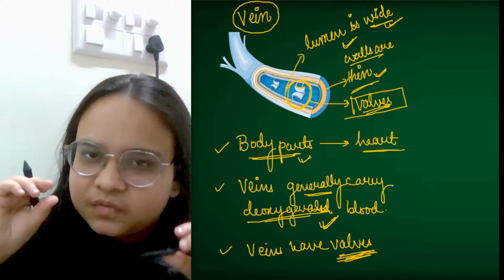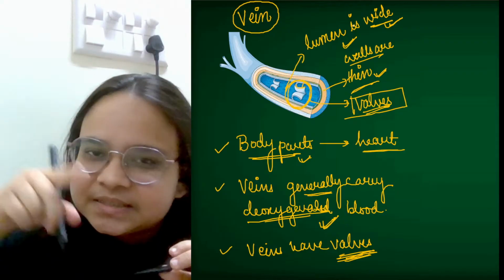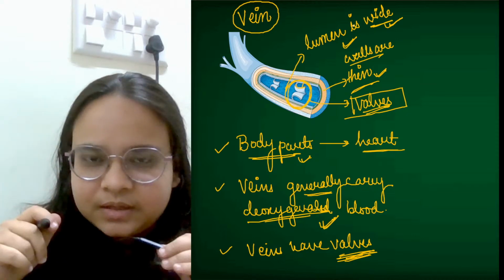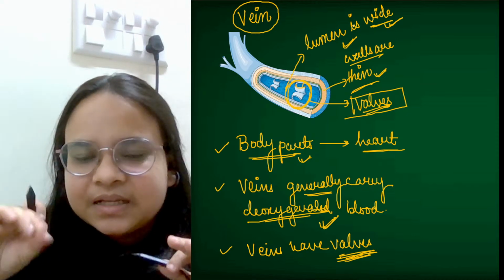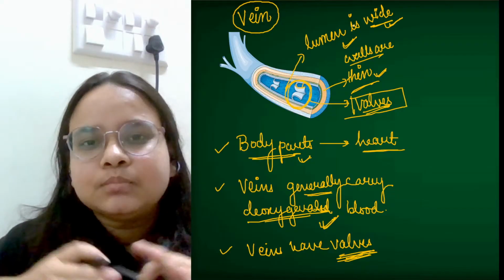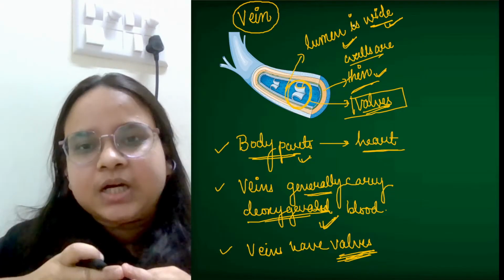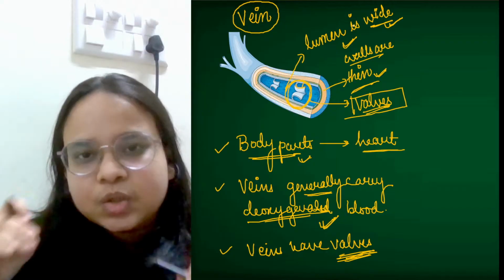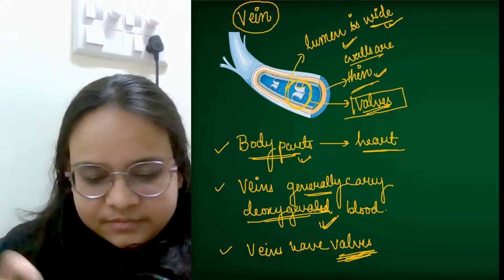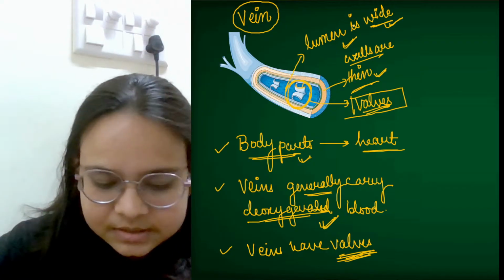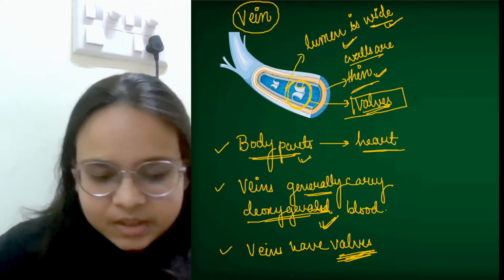Whenever the wall is quite thick, the space inside becomes what? Narrower. And if the wall is thin, the space inside has more region to widen, so the lumen becomes wide. Fine. So these are the points.